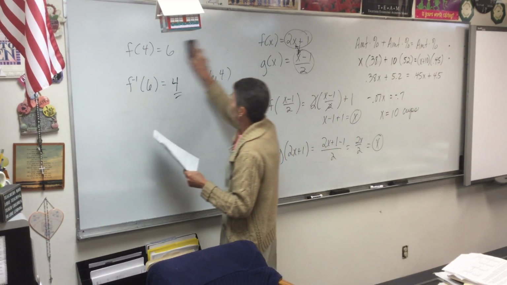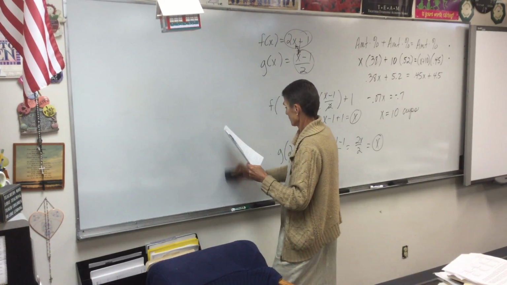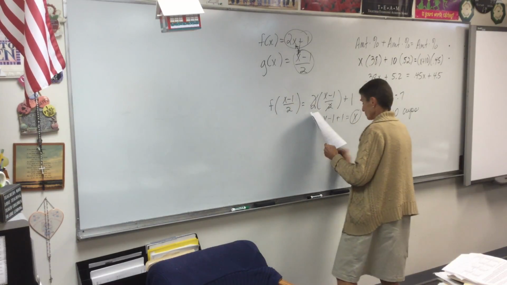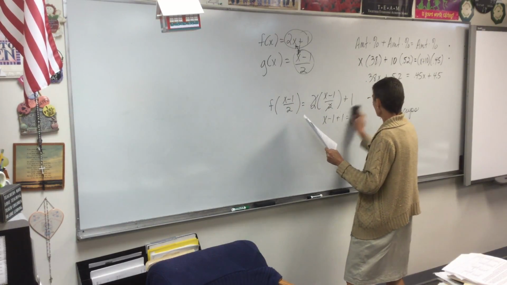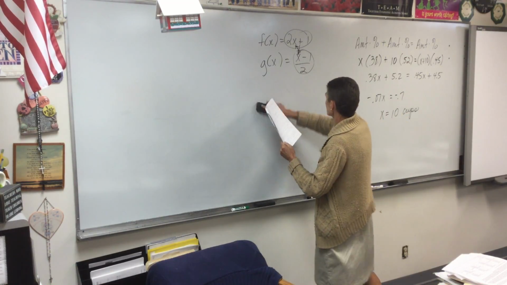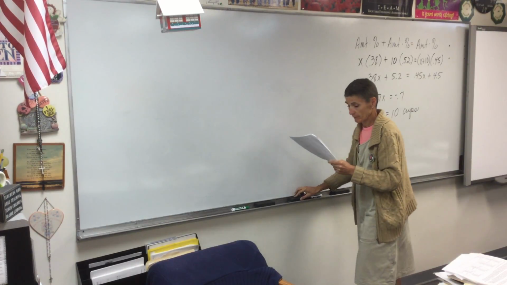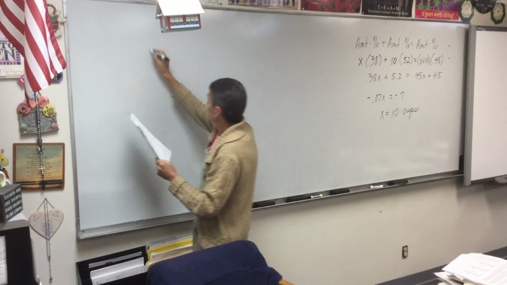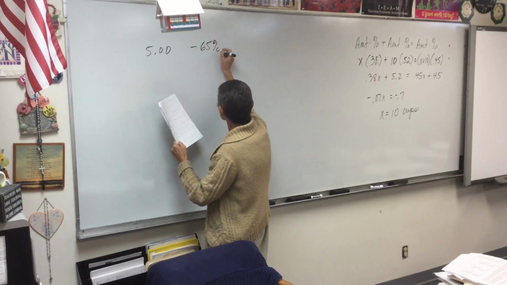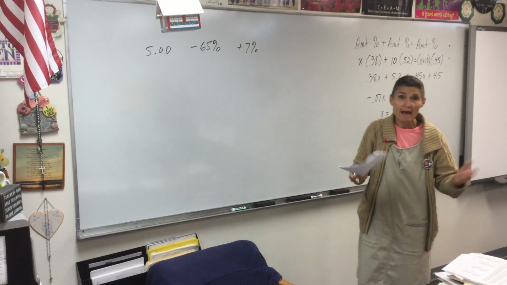All right, the retail price of a Goodwill jumper is $5. The jumper's on sale for 65% off, and there's a 7% sales tax. How much will I pay for the jumper? So I've got $5. I'm going to lose 65% and gain 7%. That's basically what's happening in the problem.